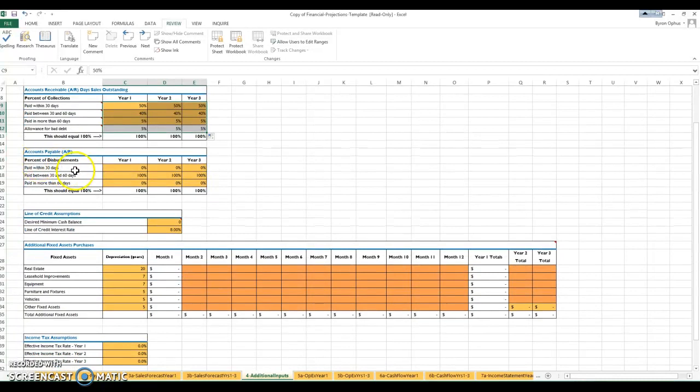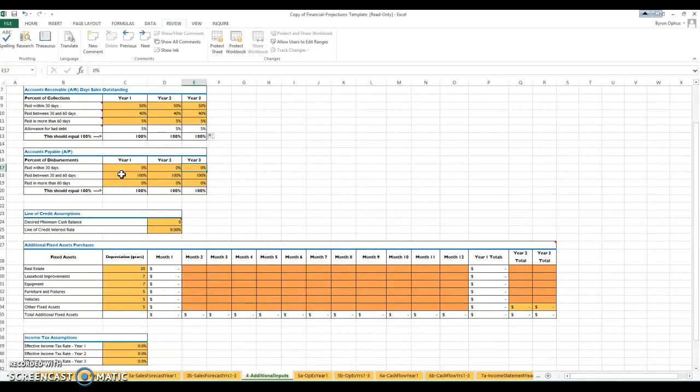Then accounts payable. When are you going to pay? This is going to be for things like your inventory, especially. When would you typically pay for that? A lot of places give you a little discount if you pay within 30 days. This has to add up to 100%. A lot of places are going to bill you and give you 30 days to pay, so you may pay, like they have here, 100% within that 30 to 60 days. That may be your contemplation.